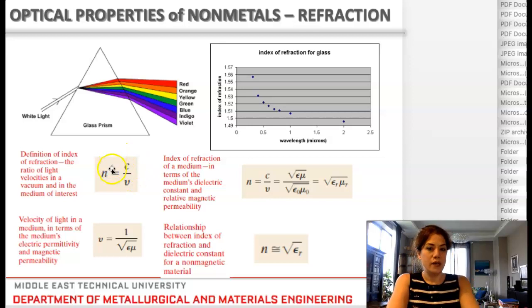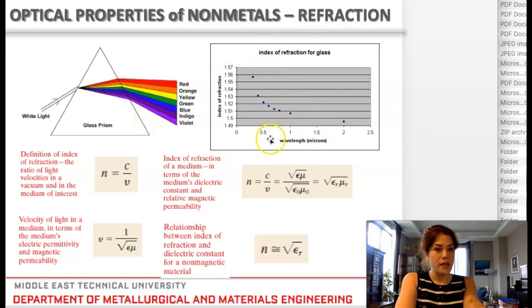How much it decreases is determined by the refractive index. The ratio of the speed of light traveling in vacuum over the speed of light traveling in the material is called the refractive index. Of course, different colors of light travel at different speeds. You see here for glass, as I increase the wavelength, the refractive index decreases. In other words, as I increase the wavelength, the velocity of the light increases, so the refractive index decreases.